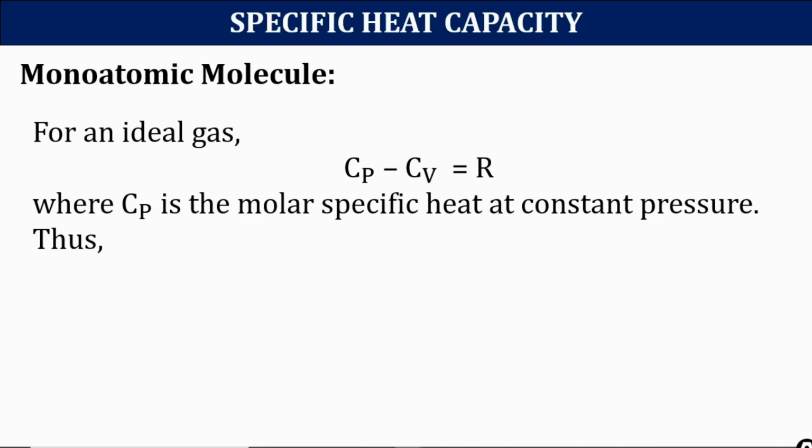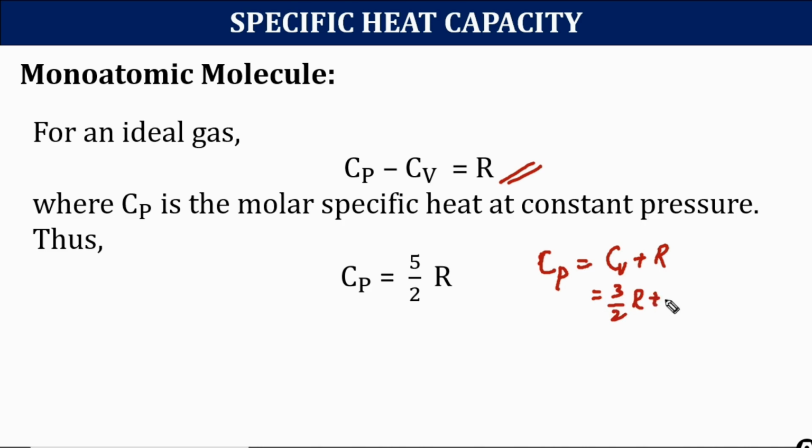Hence, for an ideal gas, considering Mayer's relation, Cp minus Cv is equal to R, where Cp is the molar specific heat at constant pressure. Therefore, using Mayer's relation, we now have to find the specific heat capacity at constant pressure, which will be equal to 5 by 2 R. From Mayer's relation, what do we get? Cp should be equal to Cv plus R, and in the previous slide we saw that Cv is equal to 3 by 2 R, plus R, that will be equal to 5 by 2 R.